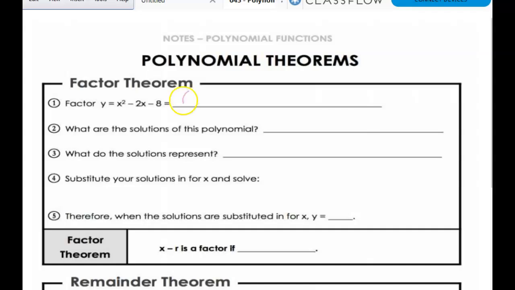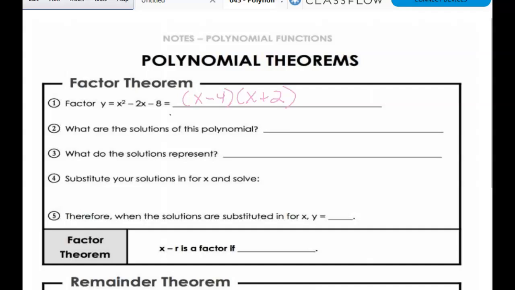So first of all, right here, if I wanted to factor this, we would do x minus 4 and x plus 2. And that's because x times x gives me x squared. Then I get negative 4 plus 2x gives me minus 2x, and then minus 8. That's how we factor that.